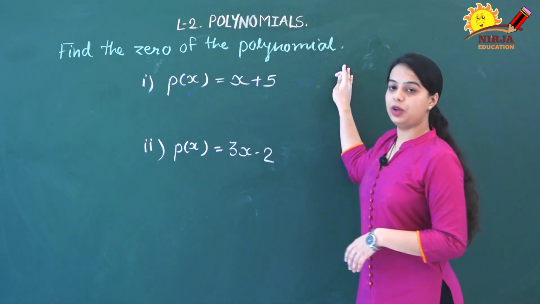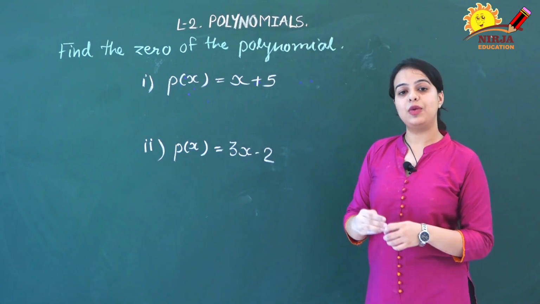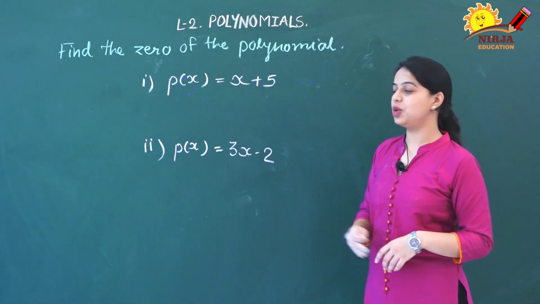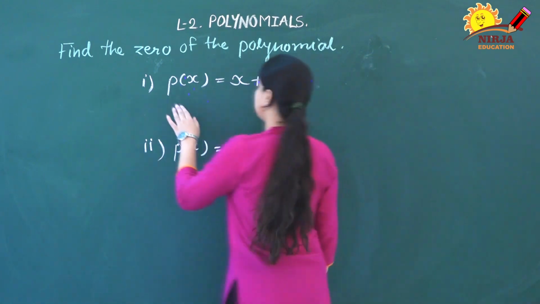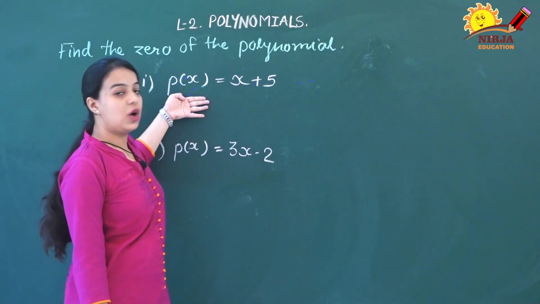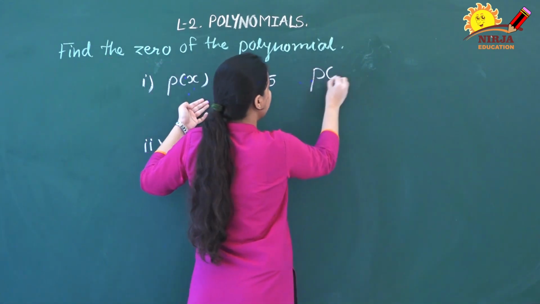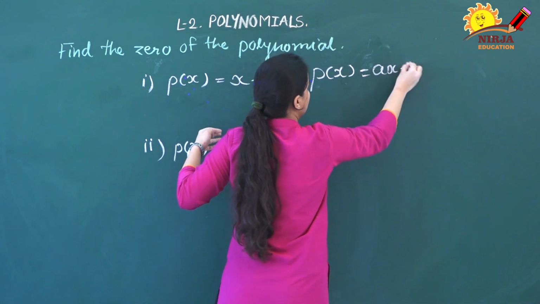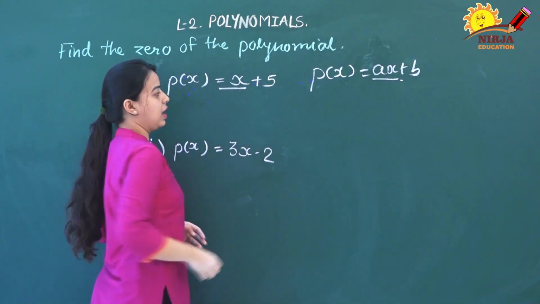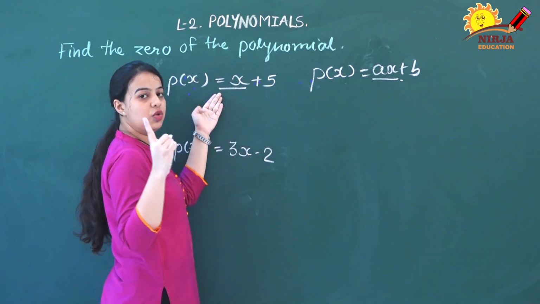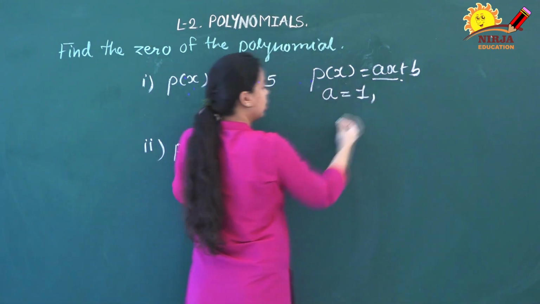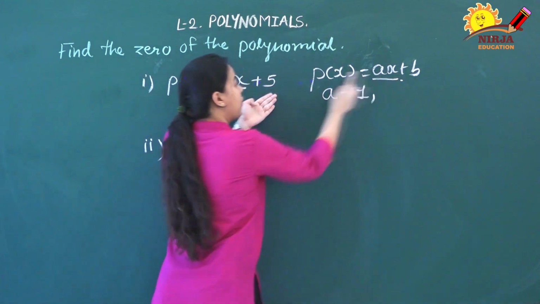Find the zero of the polynomial. Just now we have seen how to find the zero of a linear polynomial, so now let us use that concept here and solve some examples. First one is p of x is equal to x plus 5. Let us compare this polynomial with the standard polynomial p of x is equal to ax plus b. Comparing the first term, ax and x, here a is equal to 1, the coefficient of x. So a is equal to 1 for this polynomial, and b is 5.